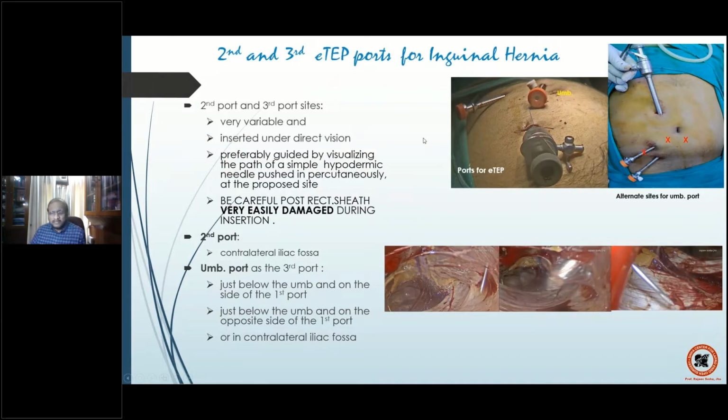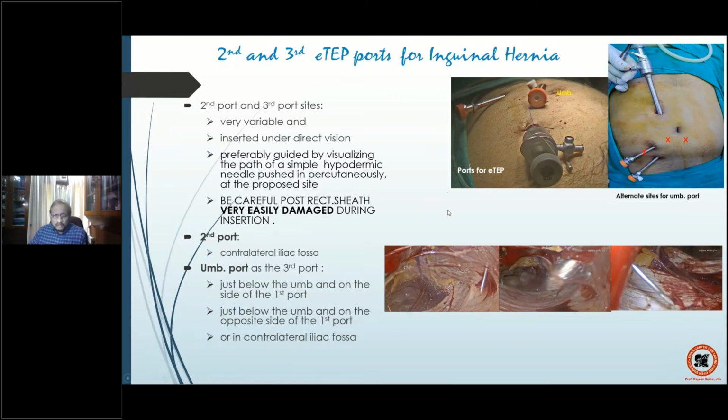Now comes the time when you've done all this. Now is the time to insert the second and the third port. You don't insert the second and third port before this. Again, as we saw in the first port, here also the positioning of the second and the third port is very, very variable. Number two, it has to always be inserted under guided vision, and it has to be a guided insertion.